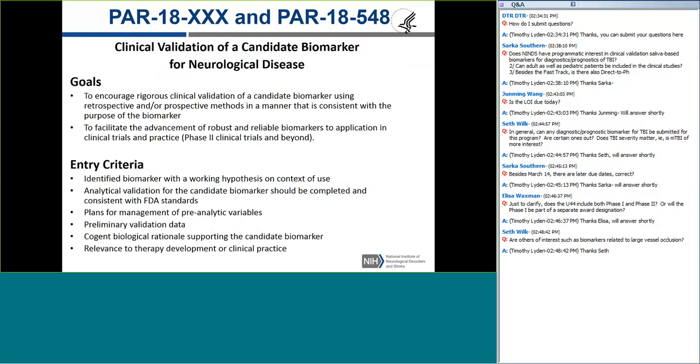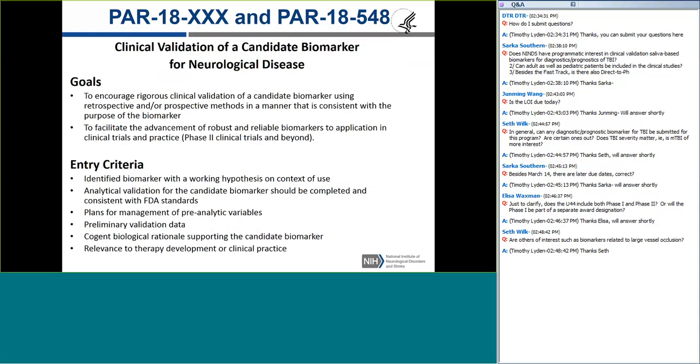So now let me just run through some of the same things to address on the clinical validation of a candidate biomarker. The goals of that one are to encourage rigorous clinical validation of a candidate biomarker using retrospective and/or prospective methods in a manner that's consistent with the purpose of the biomarker. Another goal is to facilitate the advancement of robust and reliable biomarkers to application in clinical trials and practice again.